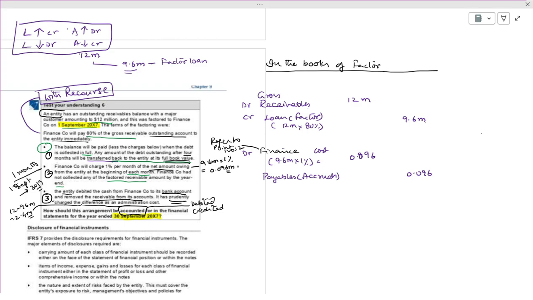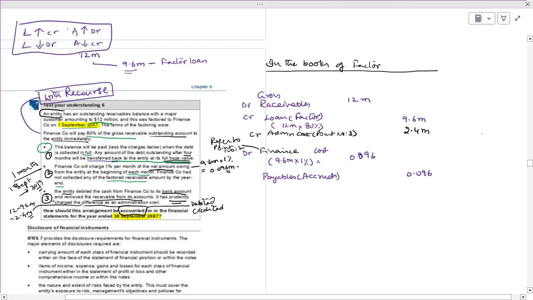You will be a receivable of 12 million. In 12 million, how much are you giving them as a loan? The client is receiving how much? 9.6. And the balance is also payable, but it is payable in the form of administration cost, point number 3. How much is the difference? The difference is 2.4. Now I will explain to you.